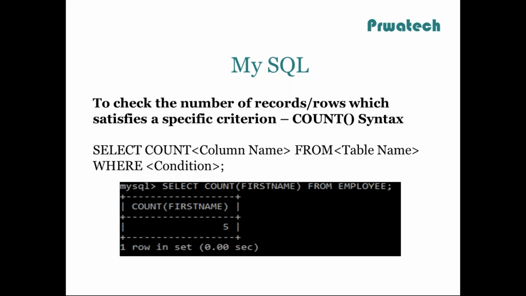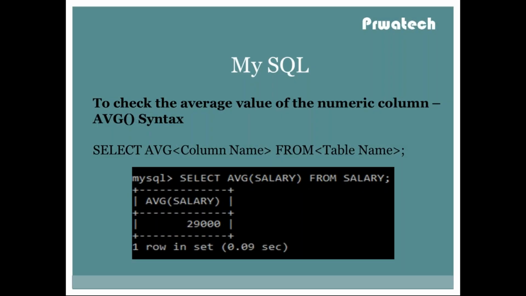Now we will check the function average. As the name suggests, the average syntax, the AVG, returns the average numeric value of the particular column in that specific table.